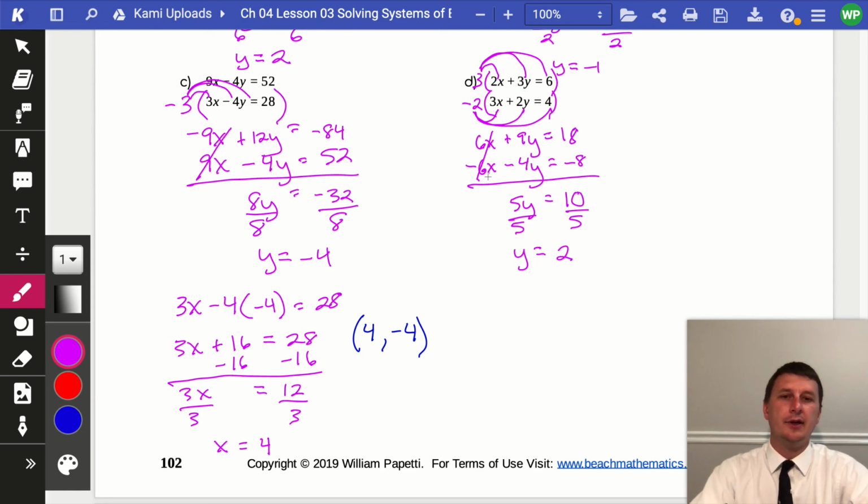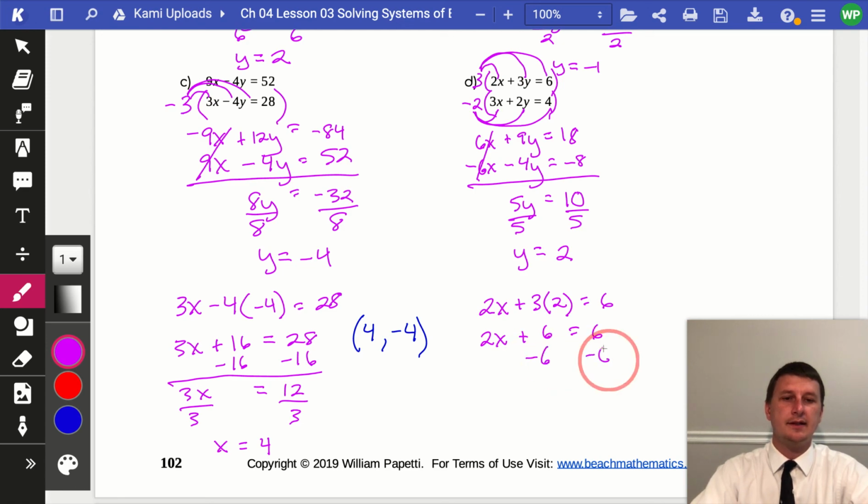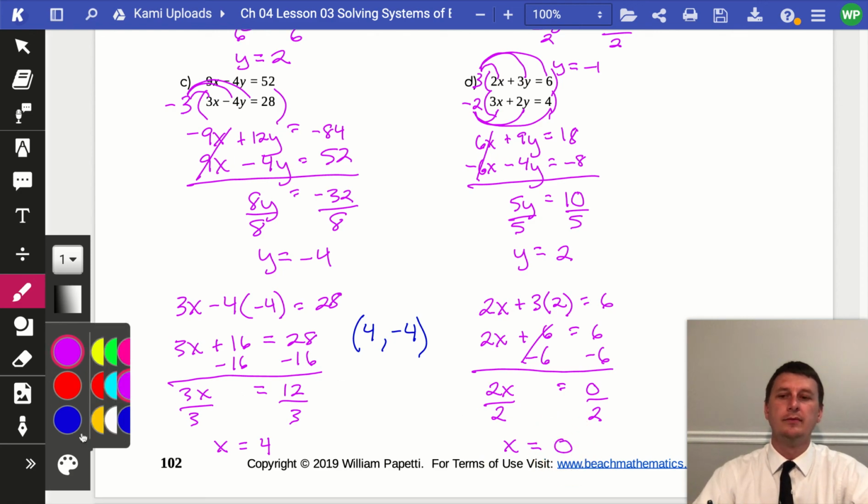And now I could choose either equation to substitute that 2 back in to obtain my x value. I'll choose the top equation, 2x plus 3 times y, but in this case, y is going to be 2, is equal to 6. This is going to give me 2x plus 6 is equal to 6, and I'll have to subtract 6 to get all my constants to one side. This will give me 2x is equal to 6 minus 6, which is 0, and my final step there would be to divide both sides by 2, which will give me an x value of 0.